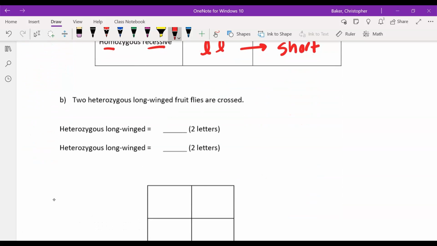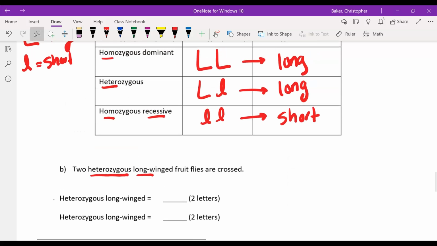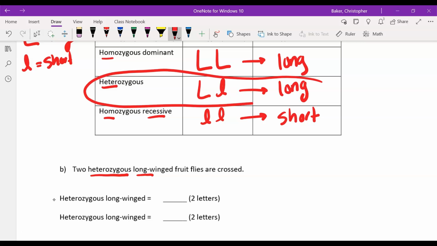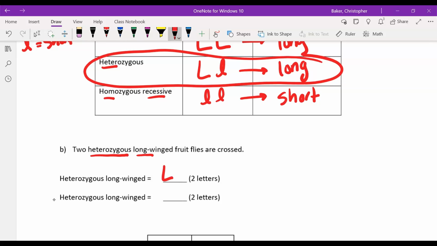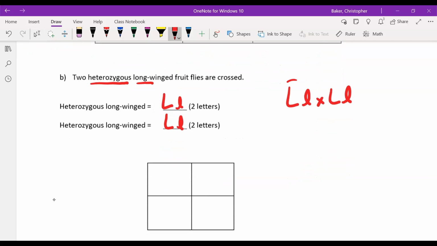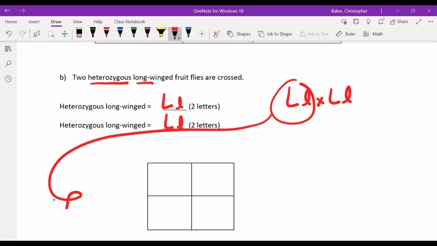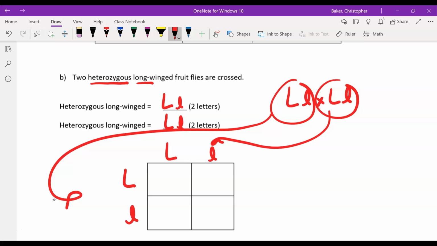All right, so let's cross 2 heterozygous long. Heterozygous long is going to be a big L, little l, and a big L, little l. The way we write that is you're crossing a big L, little l, X, big L, little l. One of these is going to go over here, one of these is going to go here. So big L, little l, big L, little l. One of these is sperm, one of these is eggs.